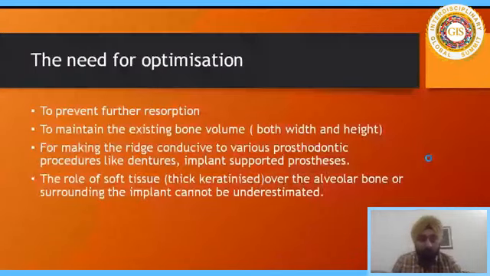Now, what is the need for optimization? It is to prevent further resorption of the alveolar ridge, to maintain the existing bone volume, for making the ridge conducive to various prosthodontic procedures like dentures, implant supported prosthesis. And in this, the role of soft tissue, the thick keratinized tissue over the alveolar bone or surrounding the implant, cannot be underestimated.